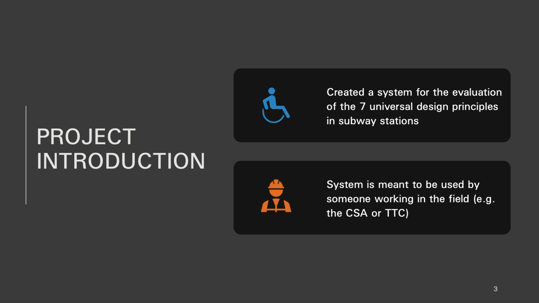UMTAS is a system that was created to evaluate subway stations based on the presence of the 7 universal design principles. The idea is that a person, regardless of their stature and ability, should be able to enter a subway station and get to the platform without any struggle. This system would be used by a company that is interested in the accessibility and the universal design of the station, such as the Canadian Standards Association or the Toronto Transit Commission.